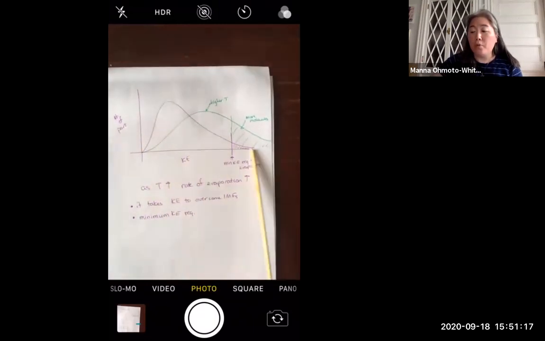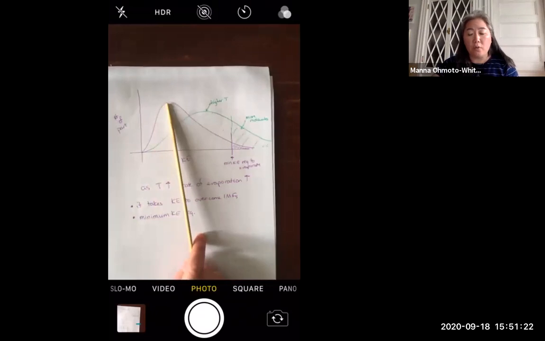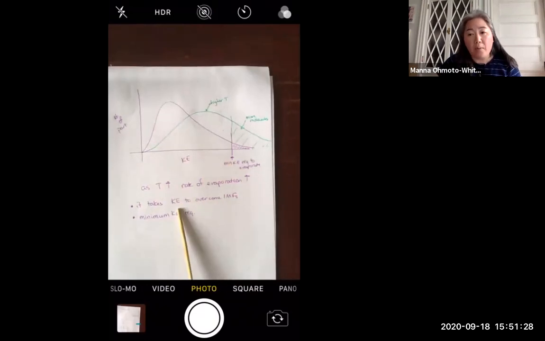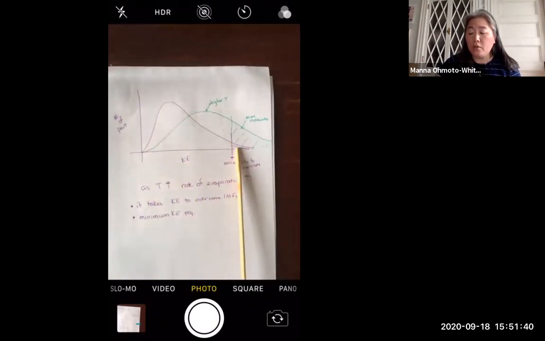Well, the purple graph shows the temperature is lower, the average temperature is lower, and this is a cold day, and if this is the minimum KE required to evaporate, remember that in order to evaporate, you have to overcome intermolecular forces of attraction. And there's a minimum kinetic energy in order to do that. So at the cold temperature, the purple, the number of molecules, which is the area under the curve, that have the minimum KE required to evaporate is not very high.